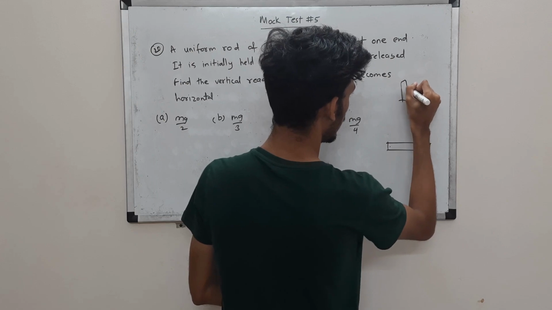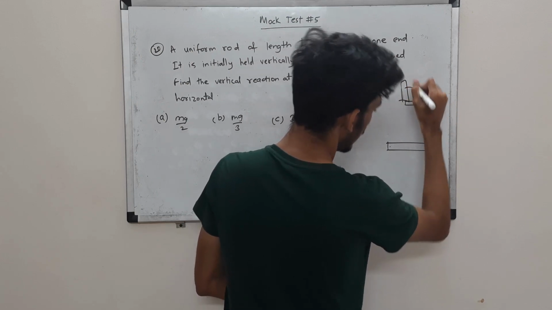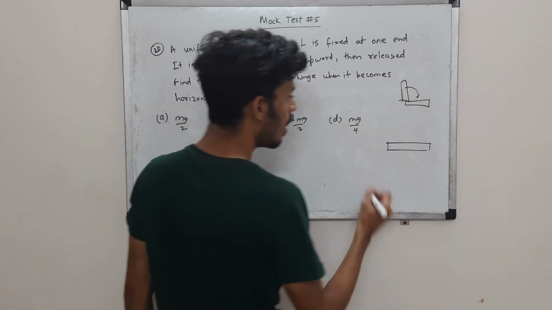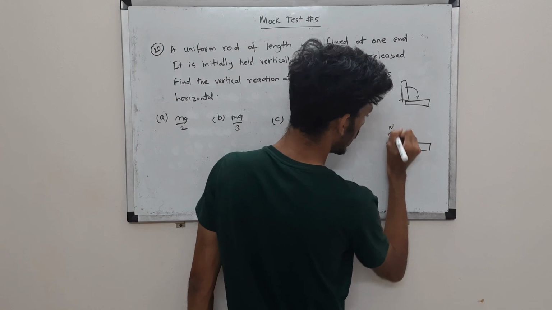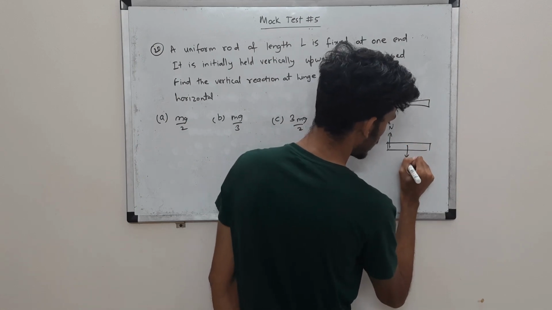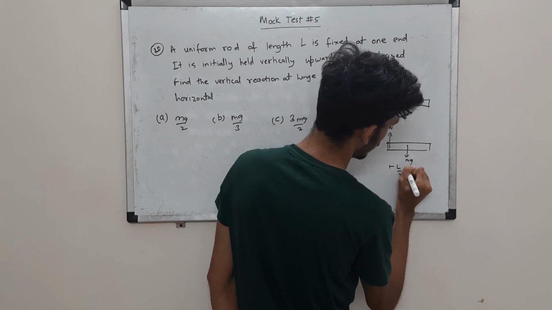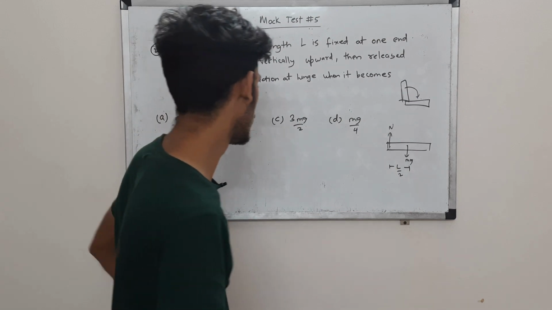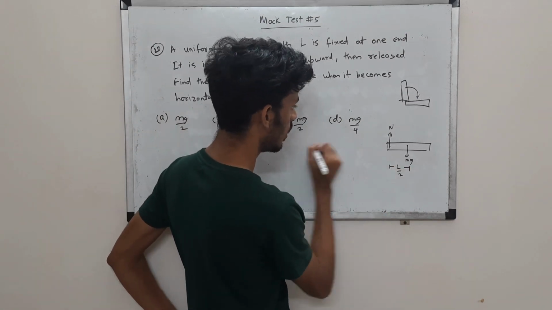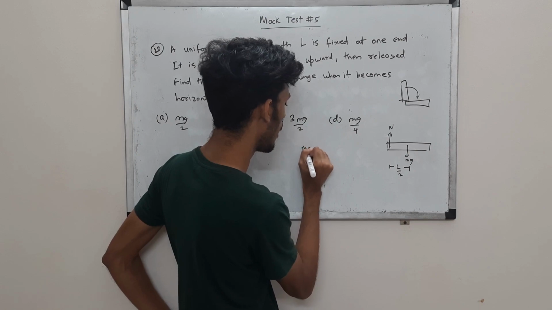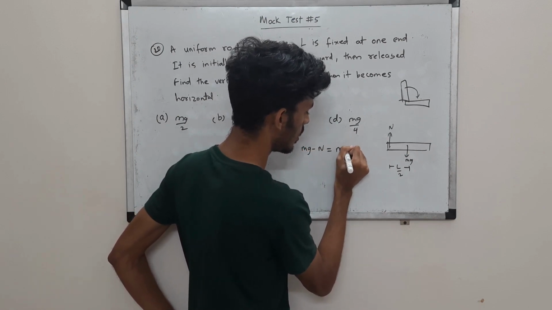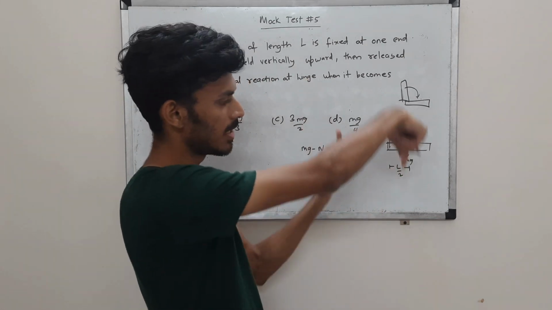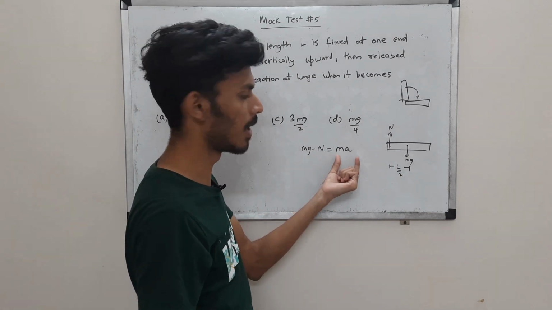Initially it's like this. There will be torque. It will become like this, and basically that's the motion. But at this point, when it is completely horizontal, what is the normal reaction? So here the normal reaction will be N, and mg at a distance L by 2, I'm considering the center of mass. So we can write the equation of motion over here. It's going in the downward direction, so mg minus N equals mass into acceleration. This is the net force.